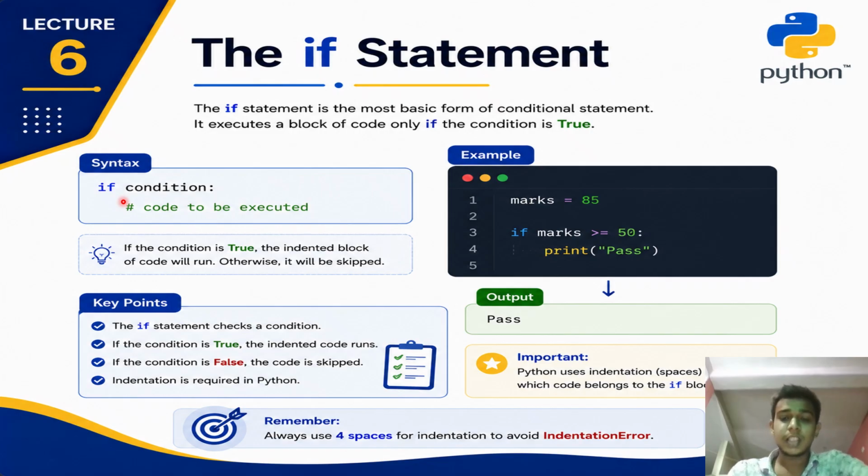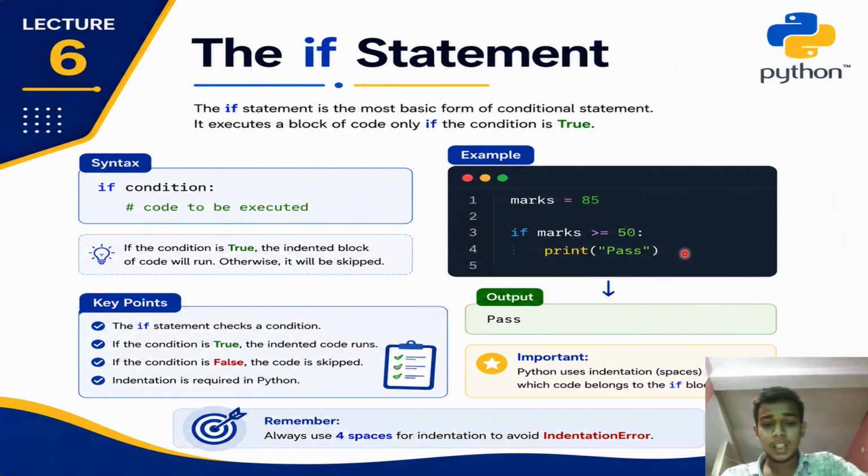Now let's understand the example. Here we create a variable named marks and assign it the value 85. Now look at the next line. If marks >= 50 and then a colon. Here Python checks the condition: is 85 greater than or equal to 50? The answer is yes. So the condition is true. Because the condition is true, Python executes the indented line below it, which is this print pass.